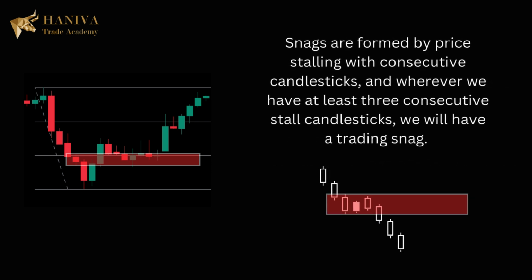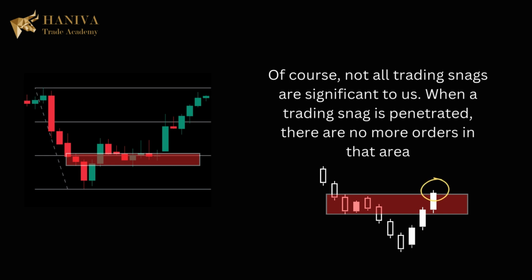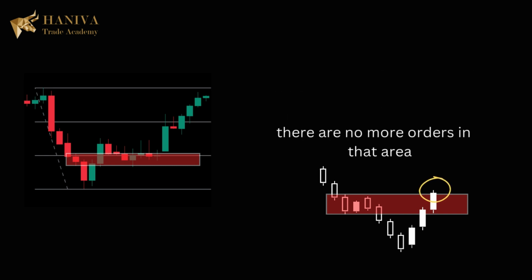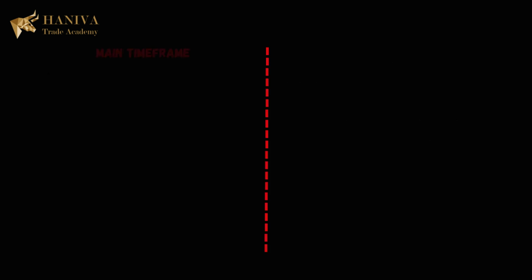Snags are formed by price stalling with consecutive candlesticks, and wherever we have at least 3 consecutive stall candlesticks, we will have a trading snag. Of course, not all trading snags are significant to us. When a trading snag is penetrated, there are no more orders in that area, and the price will move away from it. This is because if big players had orders in that snag, they wouldn't allow the price to move away from that area. We will provide comprehensive training on finding precise trading snags in the future.